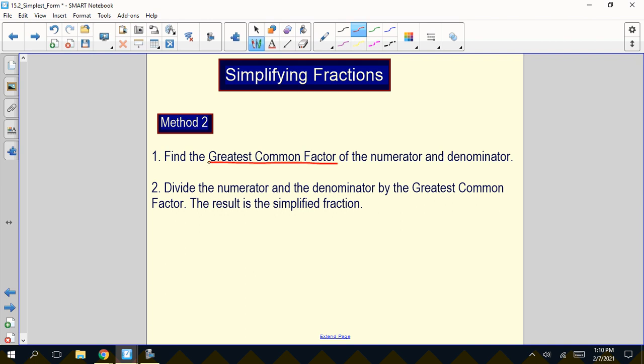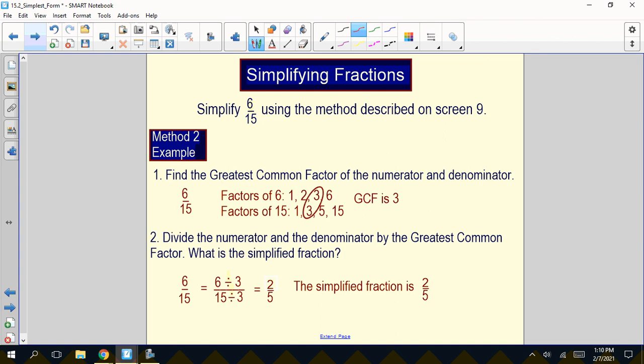So let's look at our first example here of 6/15. We have a fraction of 6 over 15. Now, we're going to use this method of the GCF to find simplest form. So first, we make a list of all the factors of 6 and all the factors of 15. So for 6, we know it's 1 times 6 and 2 times 3. And we know for 15, it's 1 times 15. We know 2 doesn't work, and it's 3 times 5.